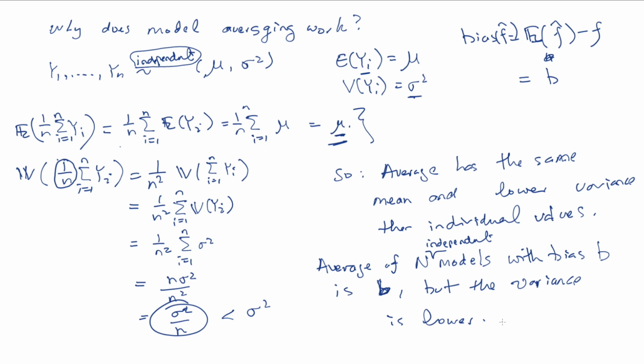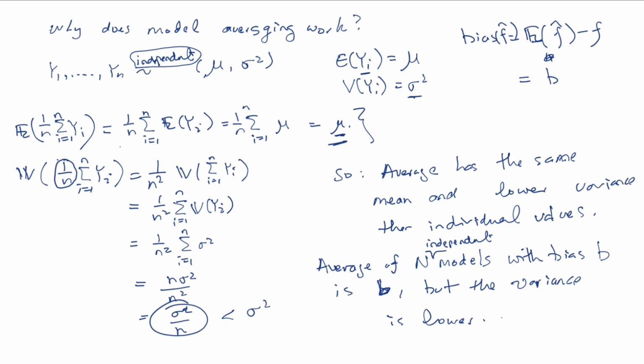Okay, so I know there's quite a bit going on here, but what I'm saying is if you take the average of independent variables, they're going to have the same mean but a lower variance. And so that's the idea. If you have a bunch of models with the same bias, you can actually achieve the same bias but a lower variance by just averaging, right?